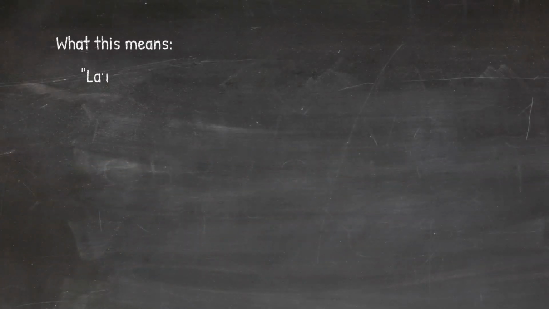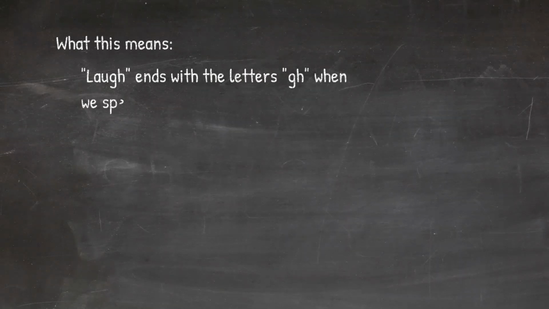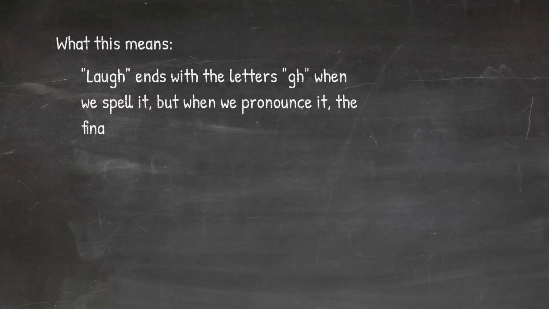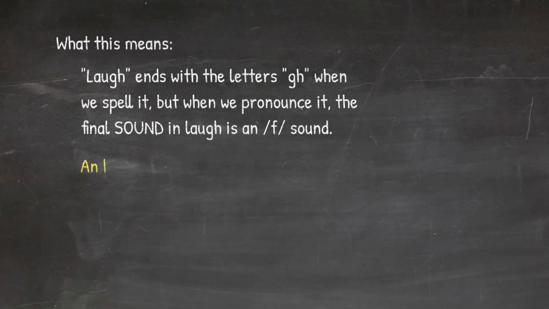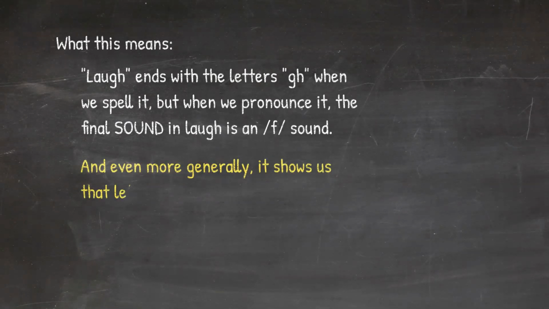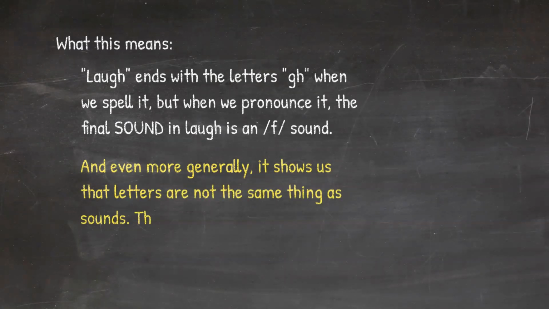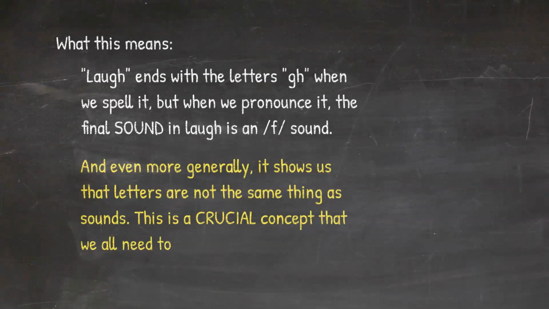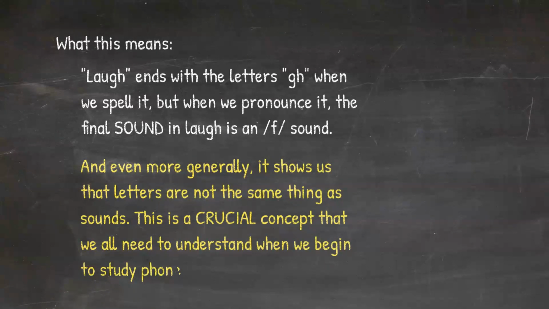So the big picture here is that even though the word laugh ends with the letters GH when we spell it, when we say it out loud, the final sound in the word laugh is what we call an F sound. Even more generally, what's important to understand is that this simple example shows us that letters are not the same thing as sounds, and this is a crucial concept that we all need to understand when we begin to study phonetics.